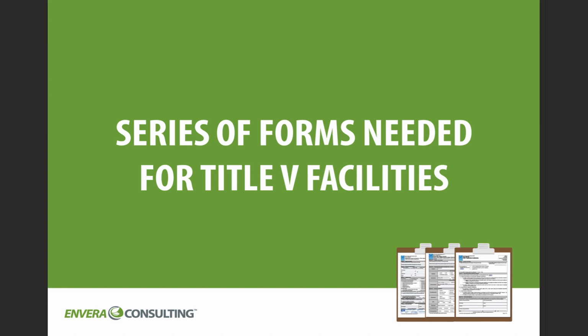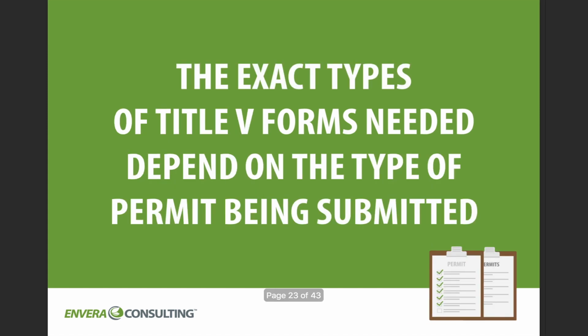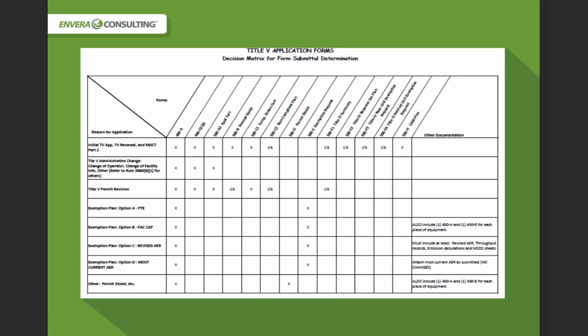And so if you're a Title V facility, then you will need to submit forms from the 500 series, or the 500 group of forms. Now, the exact type of Title V forms that need to be submitted depends on the type of permit being prepared and submitted. There are more than one type of Form 500 form. There's actually a group of them, and the type of form that you submit will depend on the permit application that you are preparing. The AQMD has prepared a Title V form matrix to help you determine the type of Title V form that needs to be submitted with your permit application.